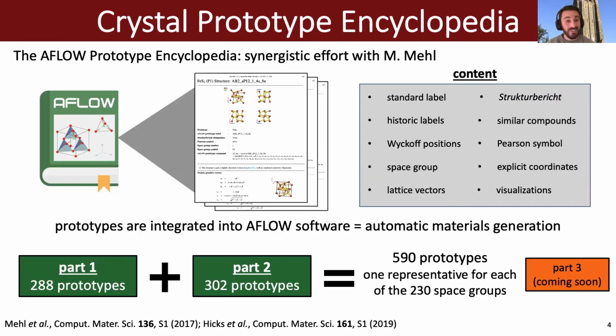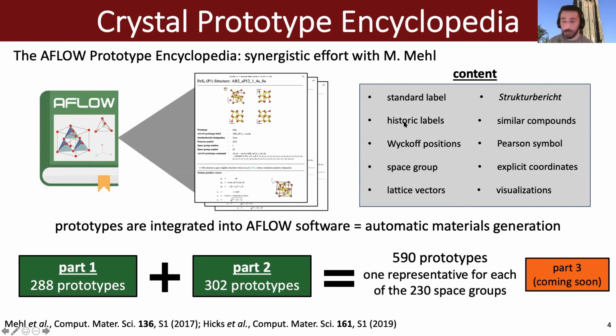And so again, this is the AFLOW Prototype Encyclopedia. And this was actually originally an effort by Professor Mike Mehl when he was at the Naval Research Laboratory. Unfortunately, the prototype library was taken down for redesign, and it wasn't put back up. But we recently have joined forces with Professor Mehl and brought back the encyclopedia, and we've also been increasing the number of prototype entries. And so the content of this encyclopedia, so there's currently 590 prototypes, and each prototype will give you a standard label, which I'll discuss in the next slide.